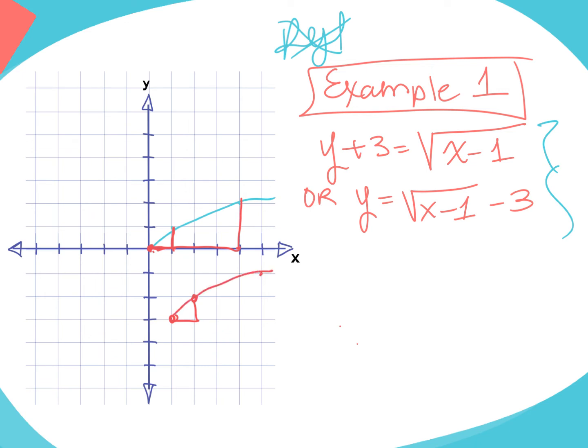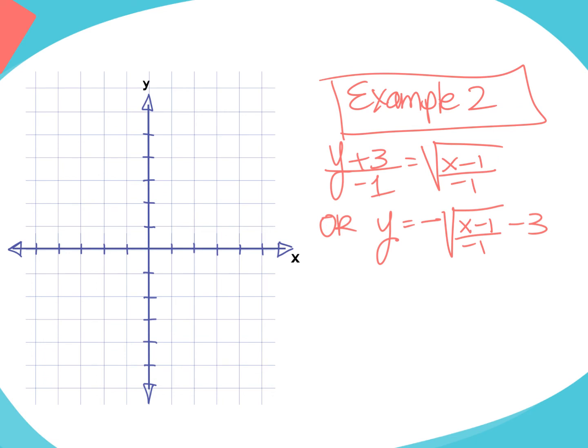So you see, this is our final answer. This is a translation of this function, 1 unit to the right and 3 units down. Nothing else happened, okay? So let's bring up the level of difficulty for the next one. We're going to do example 2. And you see these look a little crazier.